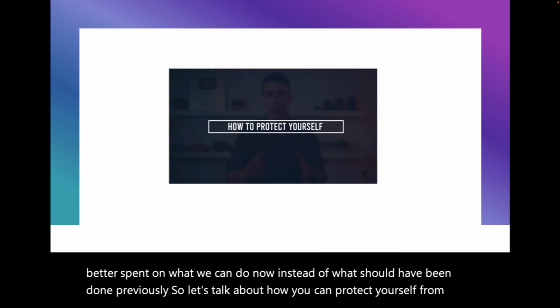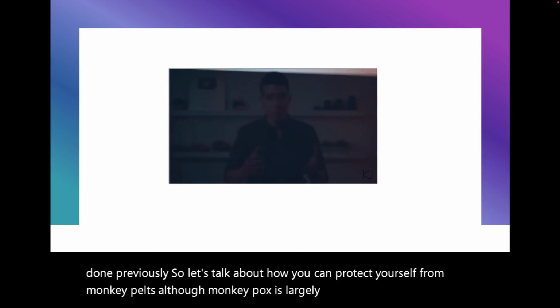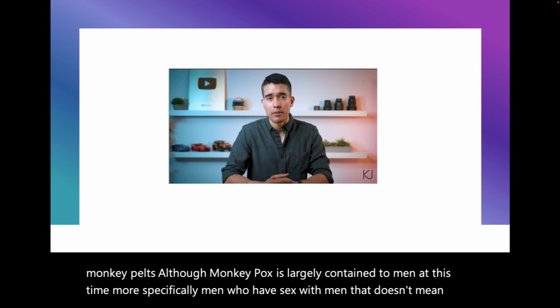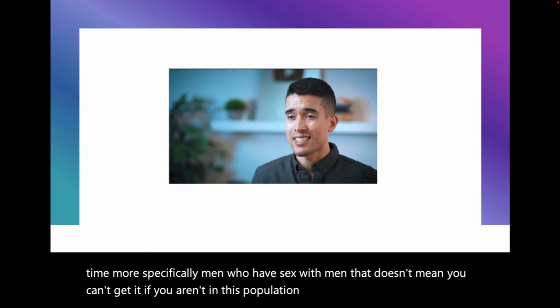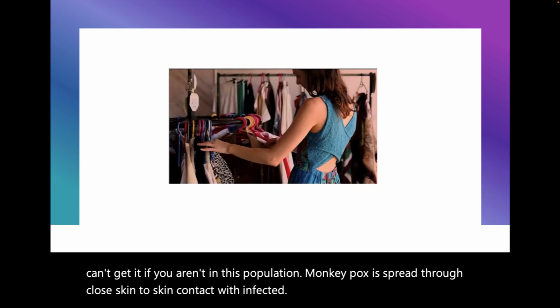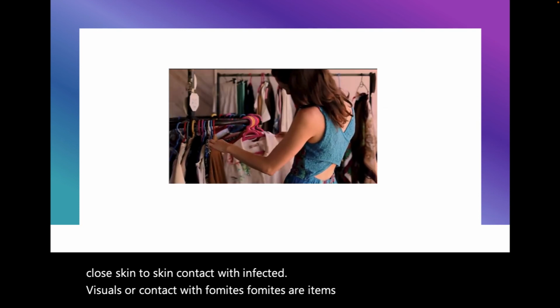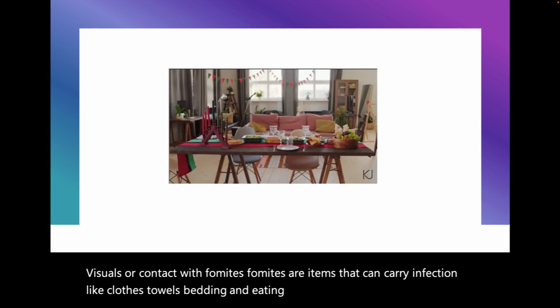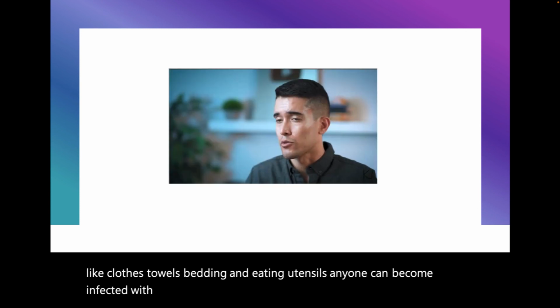Although monkeypox is largely contained to men at this time, more specifically men who have sex with men, that doesn't mean you can't get it if you aren't in this population. Monkeypox is spread through close skin-to-skin contact with infected individuals or contact with fomites. Fomites are items that can carry infection like clothes, towels, bedding, and eating utensils. Anyone can become infected with monkeypox if they are exposed to the virus.